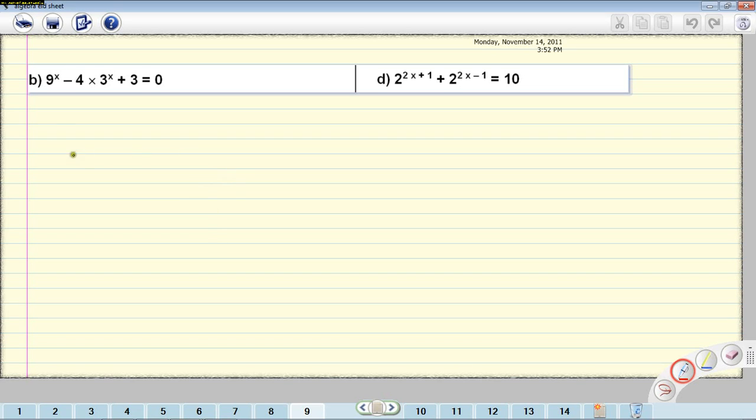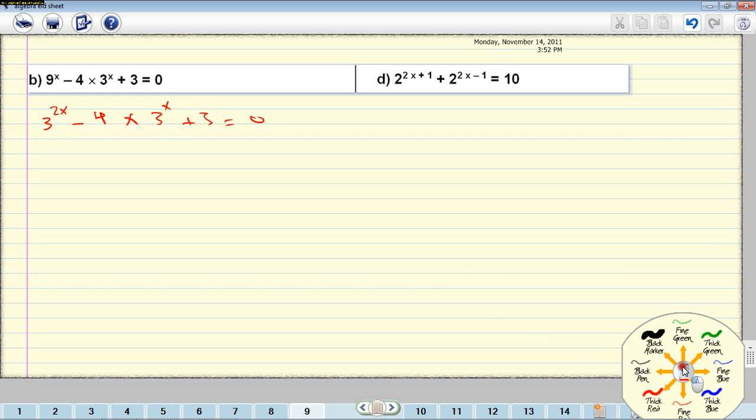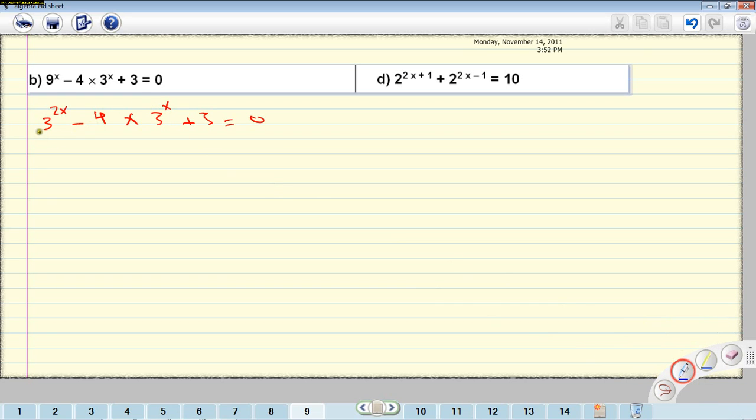Letter B, I'm going to factorize 9, which is 3 to the power of 2x minus 4 times 3 to the power of x plus 3 equals 0. Some students ask me why you don't factorize 4. Just take a look at this question. This is a trinomial of 3 terms: 1, 2, 3.